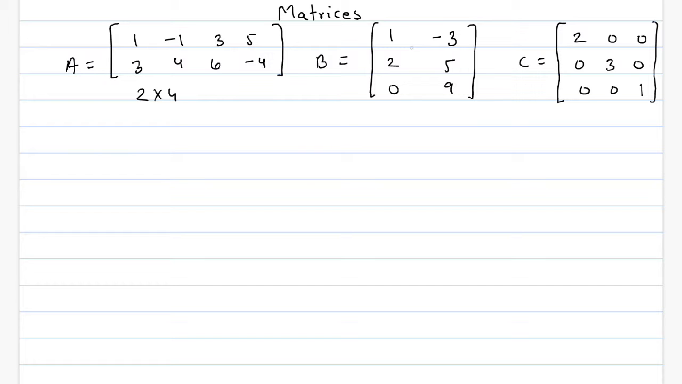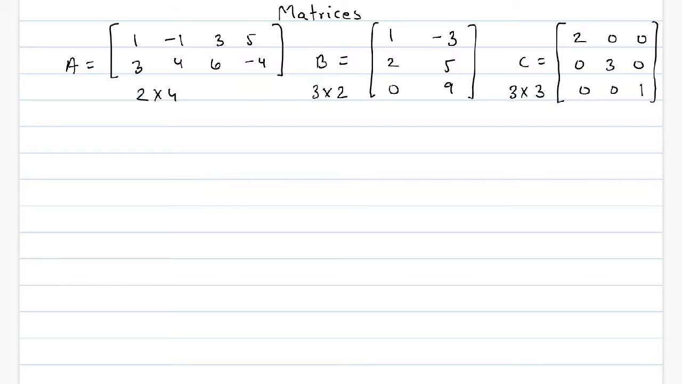And B, we can say that we have 3 rows and 2 columns, so the size becomes 3 by 2. And C is our 3 by 3 matrix. Whenever we have the same number of rows and the same number of columns, we call it a square matrix. So we can say we have a square matrix C of size 3. We know that there are 3 rows and 3 columns.